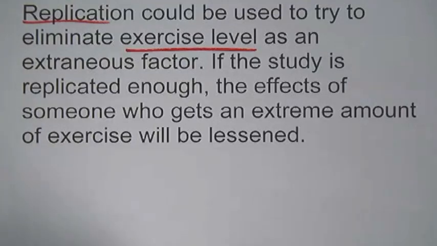Or if there are people that get absolutely no exercise, if we replicate that enough, the effects of those will also be lessened. So control, randomization, and replication are three key ways of designing an experiment so that extraneous factors can be either eliminated or at least their effects lessened.